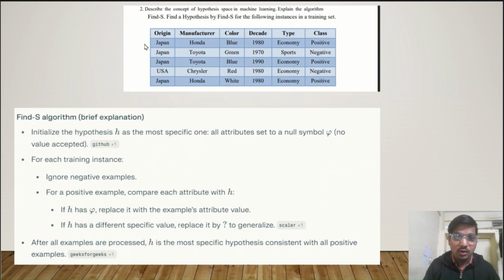Next, let's discuss the Find-S algorithm. The first step involves initializing the hypothesis H as the most specific one, with all attributes set to a null symbol, such that no value is accepted. For each training instance, we ignore the negative examples, and for the positive example, we compare each attribute with H. If H has the null symbol, then replace it with the example's attribute value, and if H has a different specific value, then replace it by a question mark to generalize. After all examples are processed, H is the most specific hypothesis consistent with all positive examples.